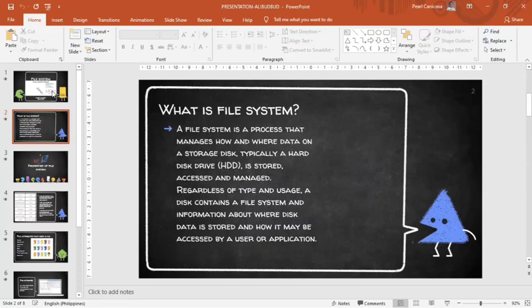A file system typically manages operations such as storage management, file naming, directories, folders, metadata, access rules, and privileges.